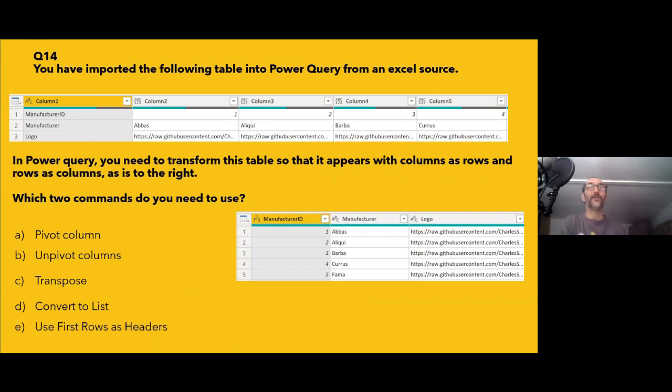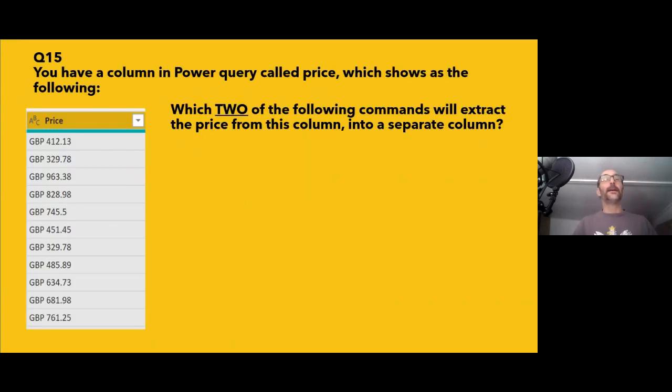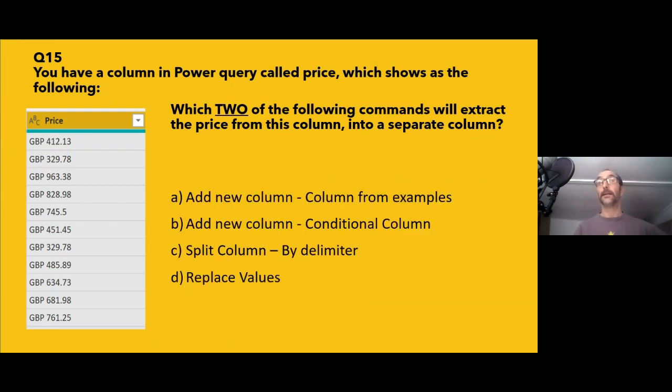Okay, so that's question 14. Question 15. You have a column in Power Query called price, which shows as the following. In that table, GBP 412.13, etc. Which two of the following commands will extract the price from this column into a separate column? So we don't want the GBP piece on there, we just want the numeric value.